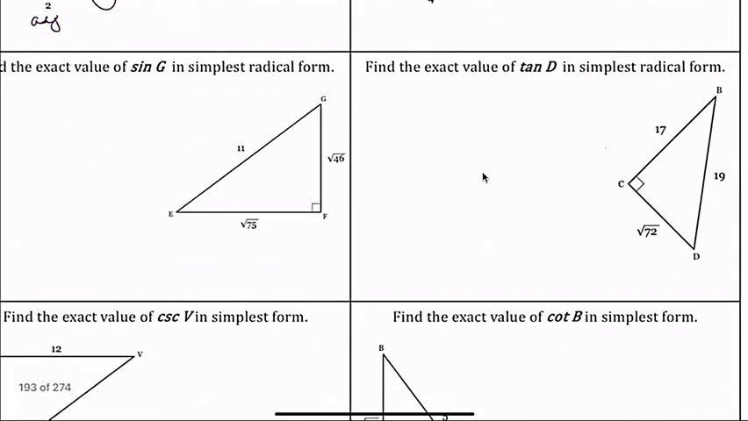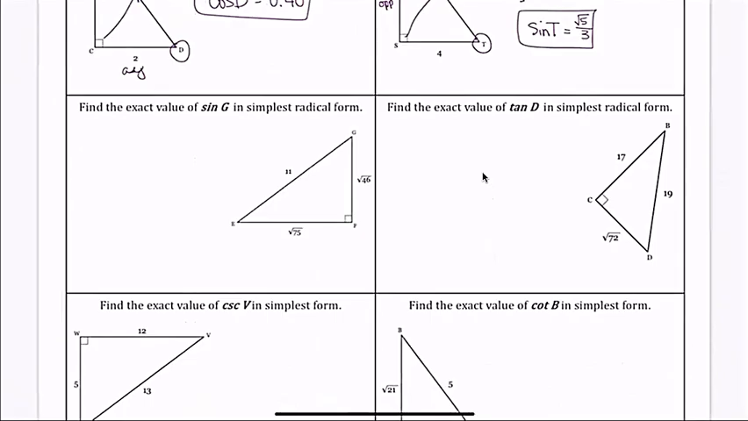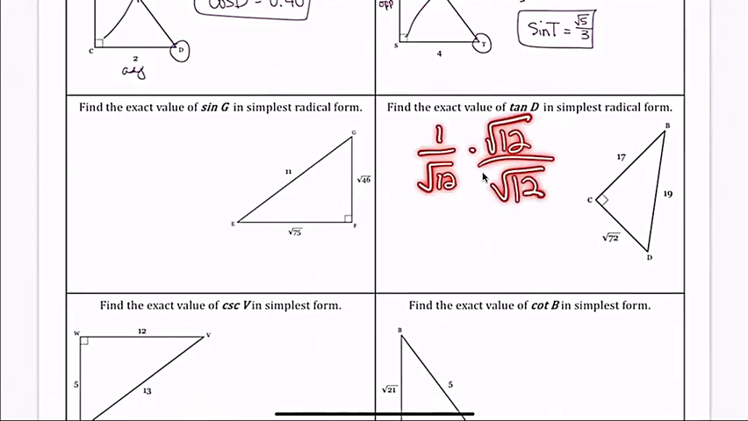Perfect. Go ahead and try these next two. The sine of g and the tangent of d. Just a heads up, tan of d is going to have a radical in the denominator. And you're going to have to multiply by an equivalency of 1 to get that radical out of the denominator. So try these two and then come on back when you're ready.